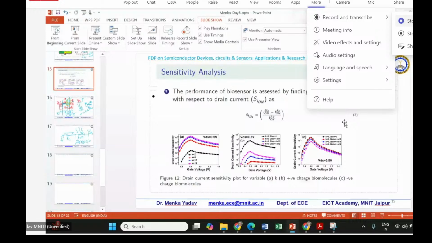So this software you can also have in your labs. You can work over there.